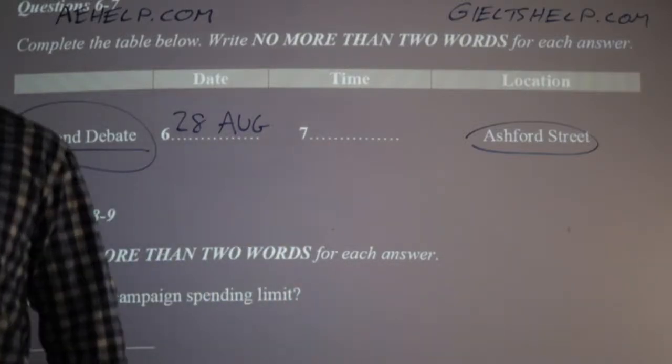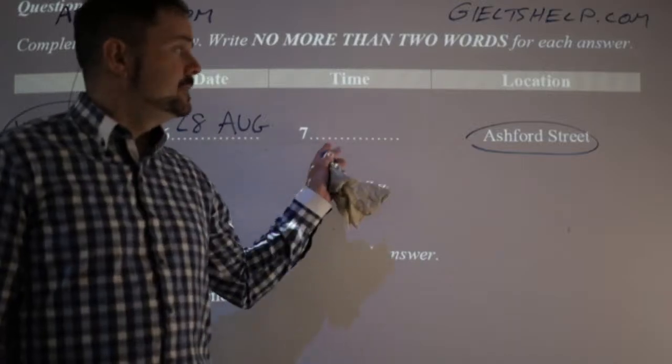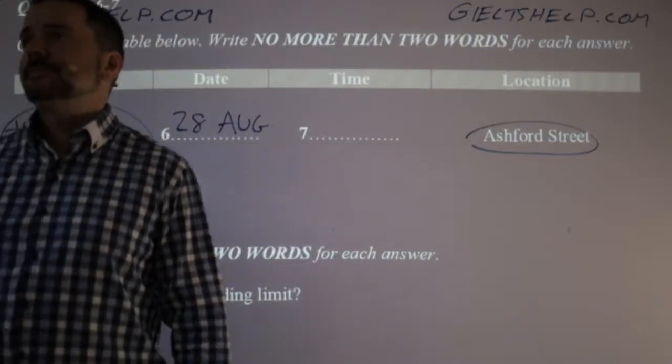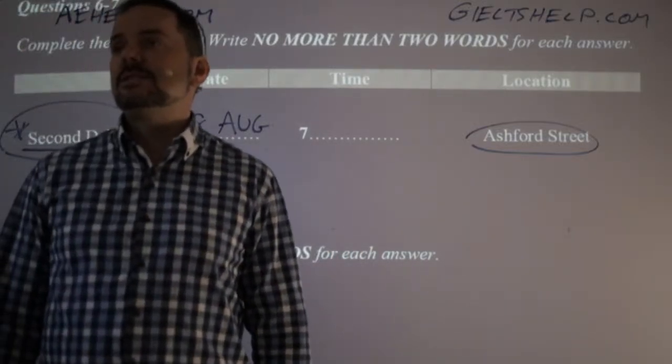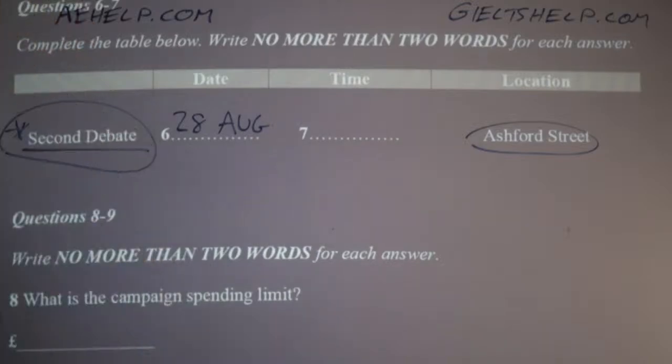What time is this debate? Okay, when is it taking place? Sampath says, that's at 6 p.m. Yeah, I believe you're right. Sampath, it's at 6 p.m. Yeah. Okay.